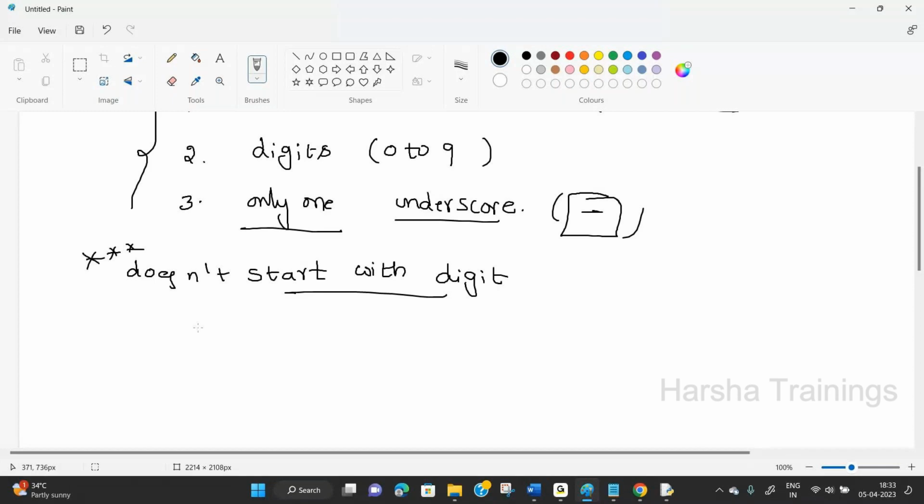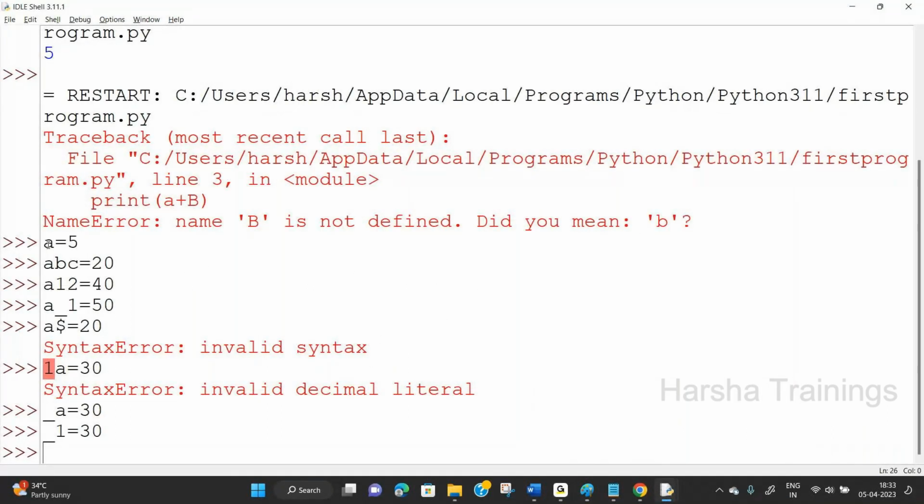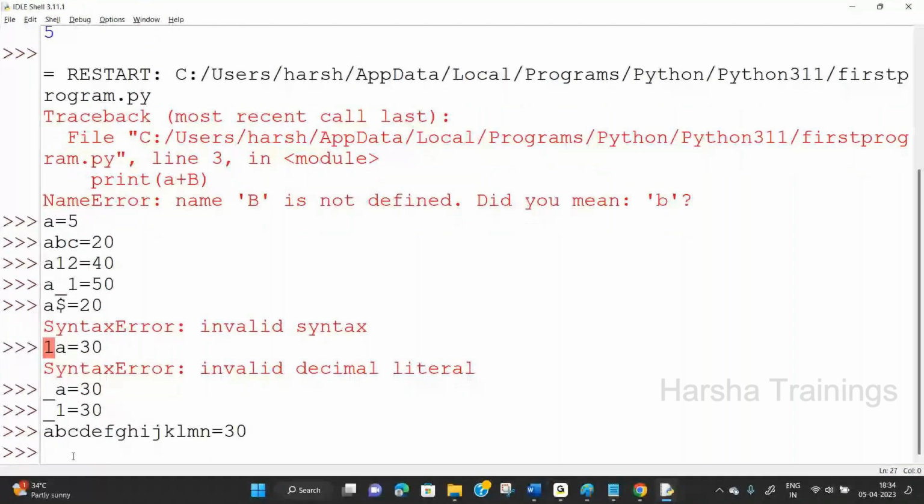There is no limit on the length of an identifier. What is meant by this? See this example. Here the length means the number of characters. Here 1, here 3, 3, 3, 2, 2, 2. You can use it like this also: A, B, C, D, E, F, G, H, I, J, K, L, M, N is equal to 30. Executed. You understand? There is generally no limit on the length.